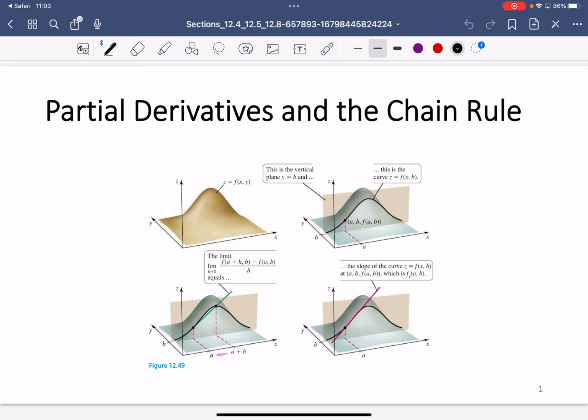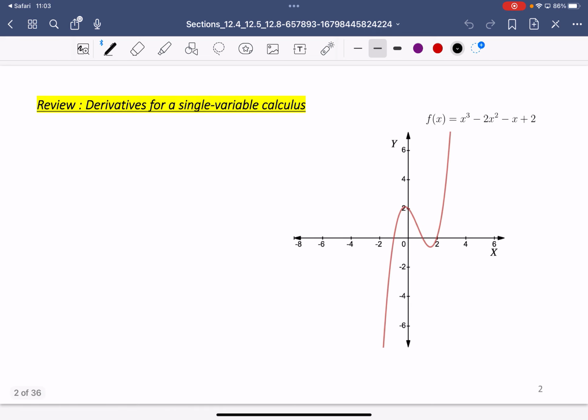So the topic that we're gonna learn this week is called partial derivatives and the chain rule. And then if we have time left, we're gonna go to minimum and maximum problems in two dimensions as well. So the goal for today is we're trying to learn how to take derivatives in two dimensions. So let's go.